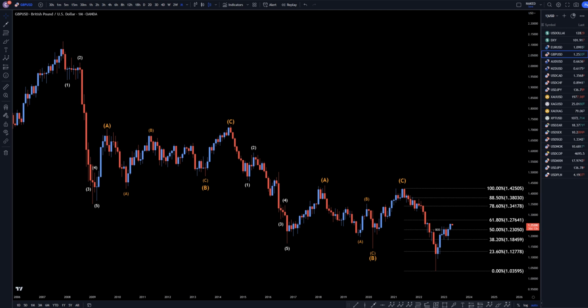Today is Monday, May 1st, and I'm going to be analyzing the pound US dollar starting on the monthly, working my way down to the 1 hour time frame.